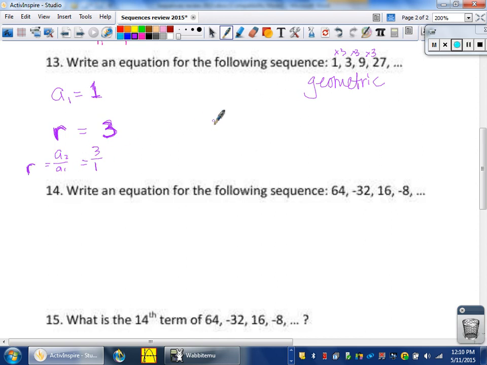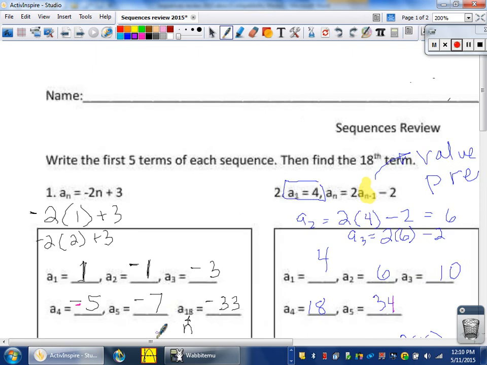And then your formula. So it wants an equation, so we use an equation. It takes the first term, that's back here. Here's your equation. Let's see where to go.